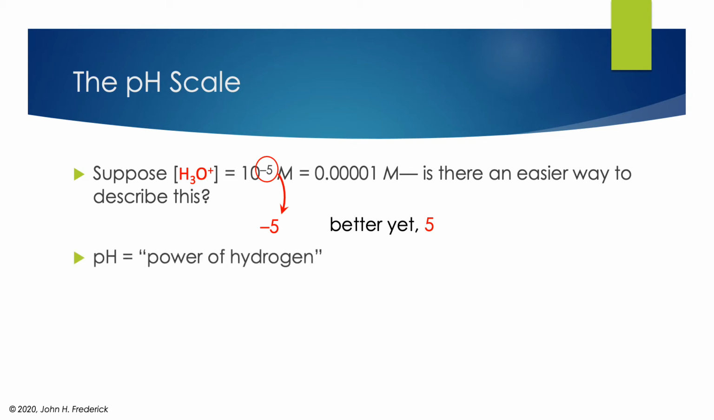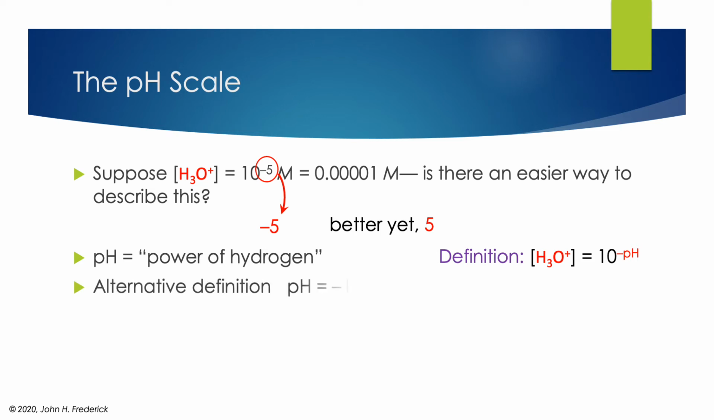So we define this to be the power of hydrogen, or pH. So our formal definition of pH is just going to be this, that the hydronium ion concentration is equal to 10 raised to the minus pH power. So all we have to do, in essence, is look at the concentration of hydronium ion, look at the exponent of 10, and that tells us something. That tells us what the pH is going to be.